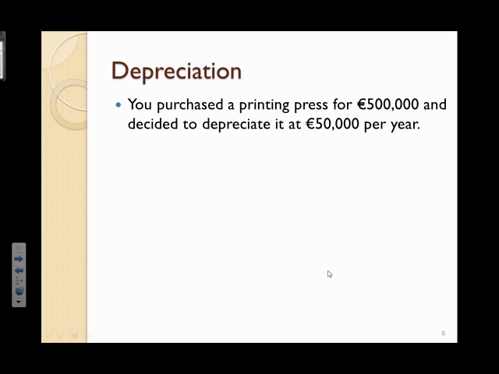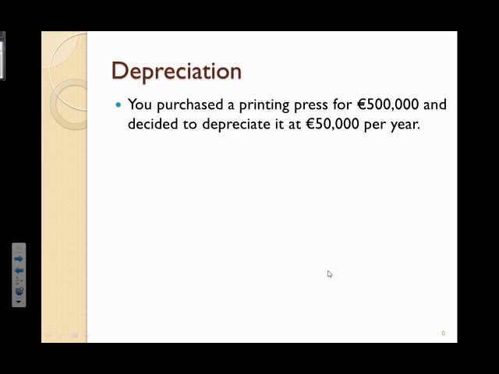Now, working with depreciation. Here's an example. Trusting you remember what depreciation is from your intro to business class. If you purchased a printing press for 500,000 euros and you decide to depreciate it at 50,000 euros per year. With depreciation, that's an amount that you expense every year, or sometimes people do it by month or by quarter, different businesses. But it's a matter of you do depreciation. You set aside money so that when the machinery is worn out, you can purchase another one to replace it.